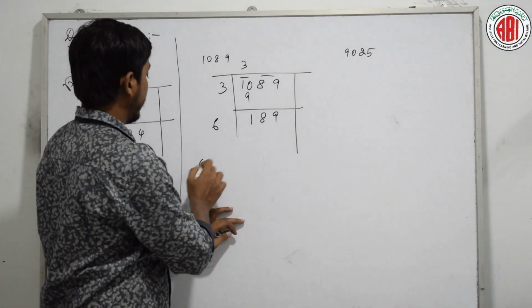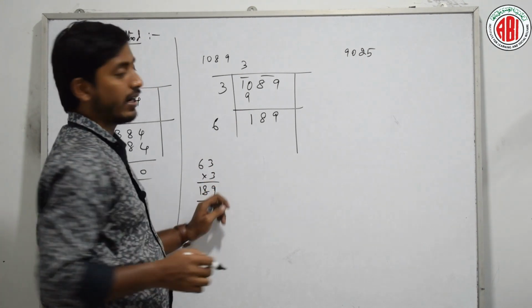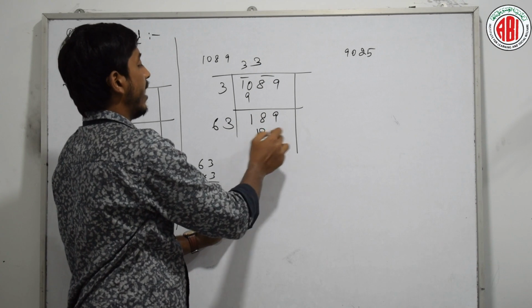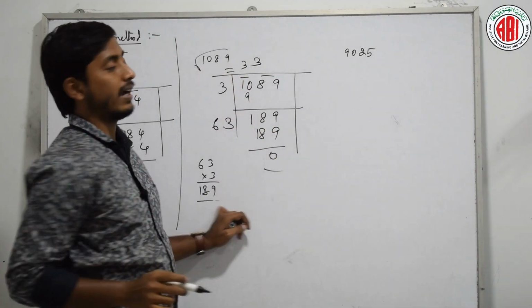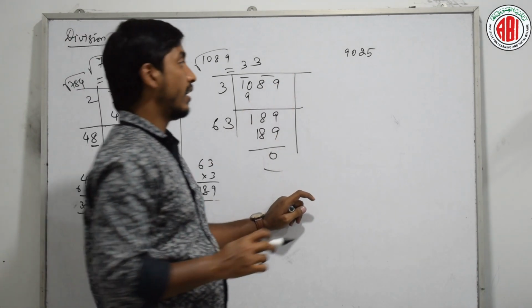Let's see for 63 3s are. What do we get? 3 3s are 9, 6 3s are 18. We are getting it. Okay. 63 3s are 189. Therefore, the square root of 1089 is 33. Is it clear? Shall we find this? Now see here.